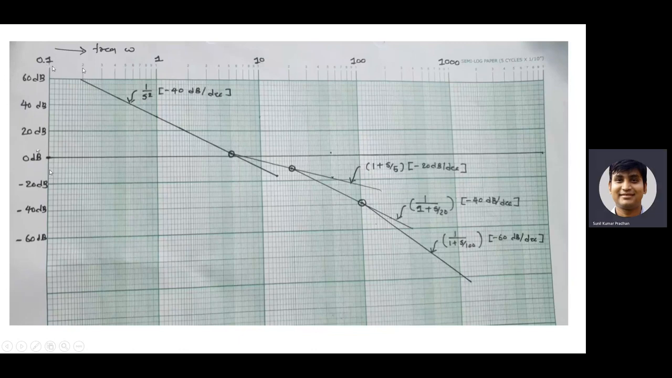So this is 0.1, then 0.2, 0.3, 0.4, 0.5, 0.6, 0.7, 0.9, then 1, then 2, 3, 4, 5, 6, 7, 8, 9, 10, then 20, 30, 40, 50, 60, 70, 80, 90, 100, then 200, 300, 400, 500, 600, 700, 800, 900, 1000. Now, this is a reference line. As I said, for the gain curve we have a reference line of 0 decibel. Then after this, 20 dB, 40 dB, 60 dB, and below this, minus 20 dB, minus 40 dB, minus 60 dB.